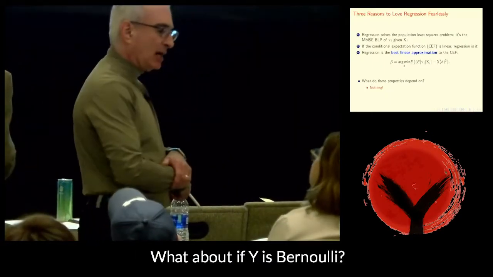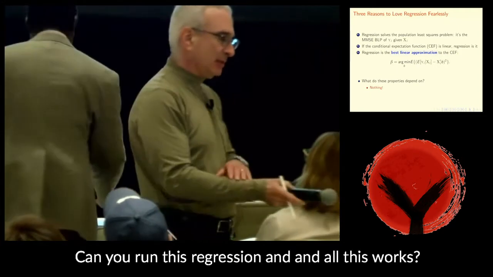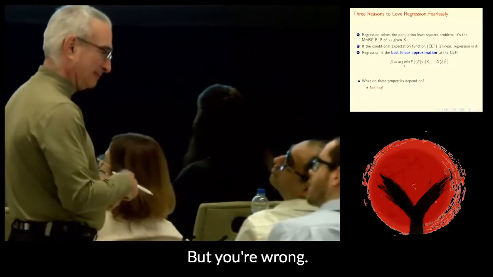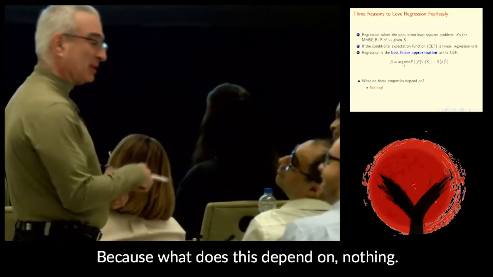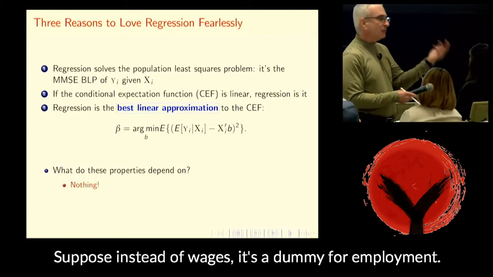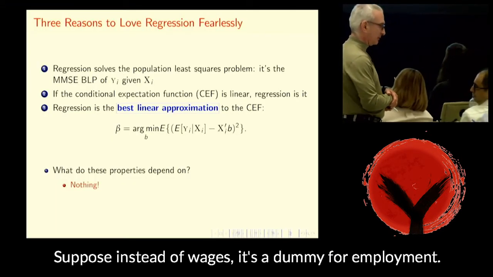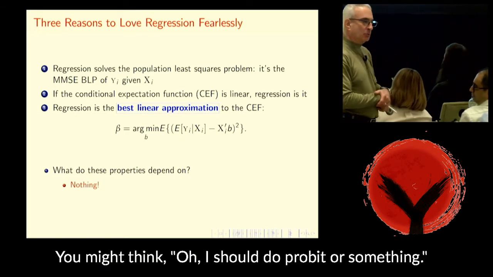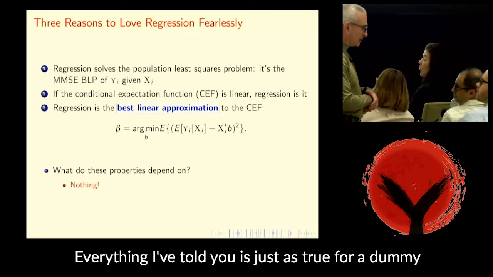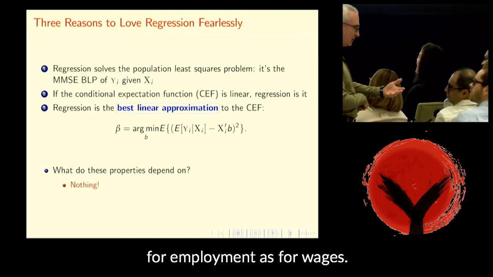What about if y is Bernoulli? What if y is a dummy? Can you run this regression and all this works? I don't believe you can. But you're wrong. Because what does this depend on? Nothing. Suppose instead of wages, it's a dummy for employment. You might think, oh, I should do probit or something. Everything I've told you is just as true for a dummy for employment as for wages.